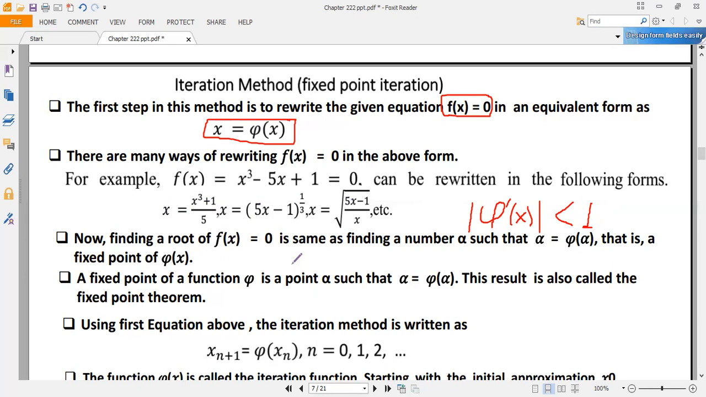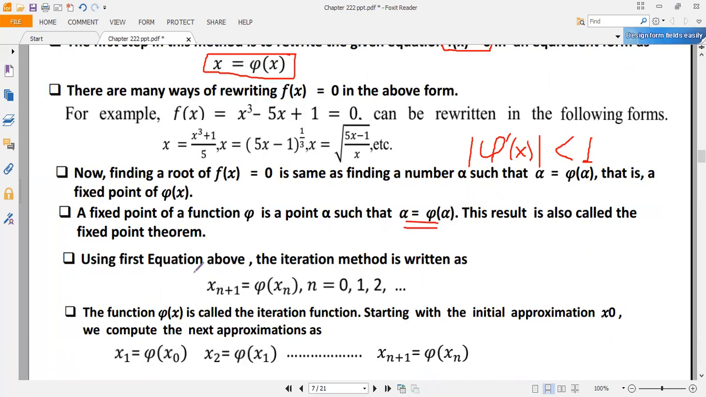So clearly from the name, fixed point means that we are going to find a fixed point alpha, such that alpha = φ(alpha). A fixed point of a function φ is a point alpha that satisfies this condition.